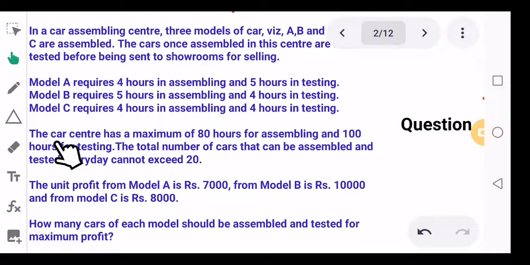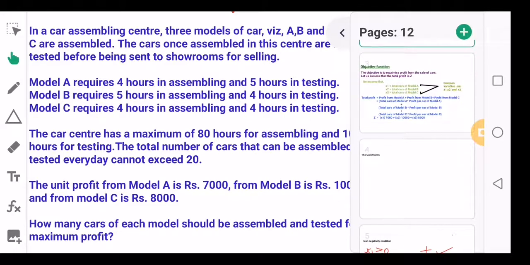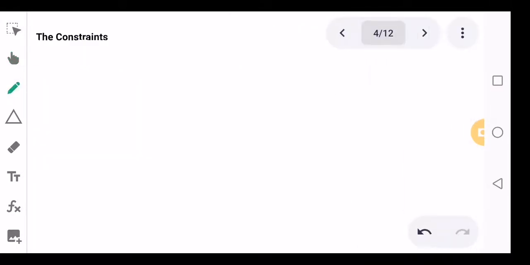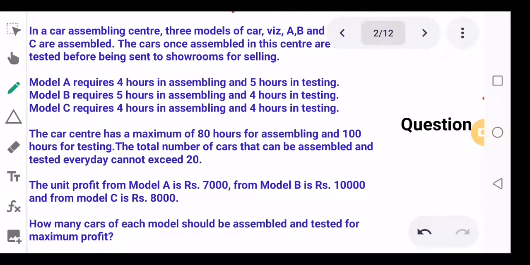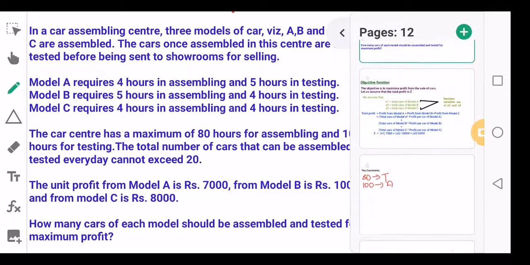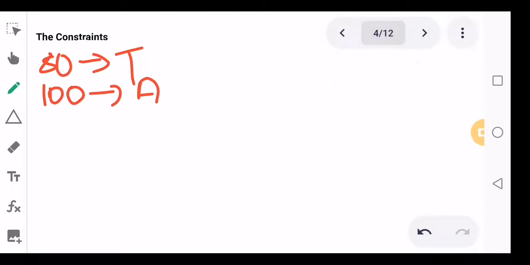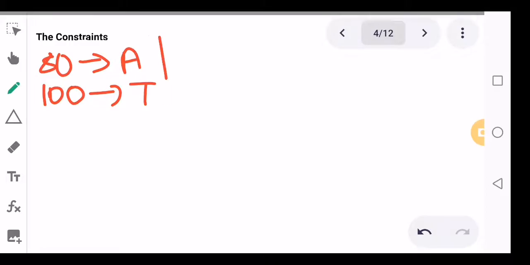The first constraint is that the car center has a maximum of 80 hours for assembling and 100 hours for testing. Okay, I wrote it the other way around: 80 for assembling, 100 for testing. So this is the information they have given.